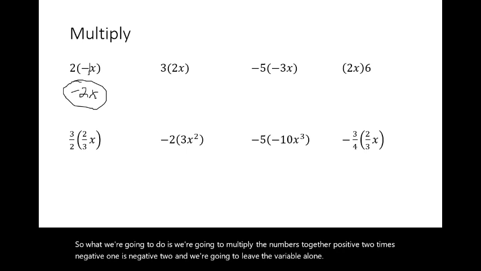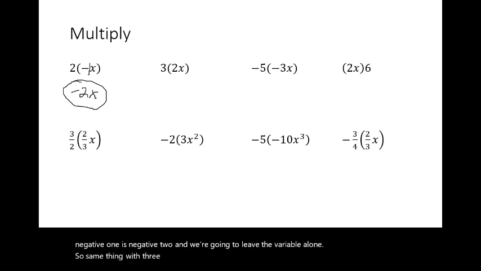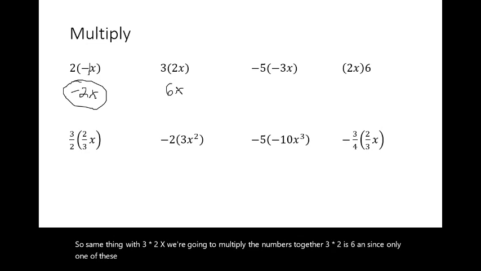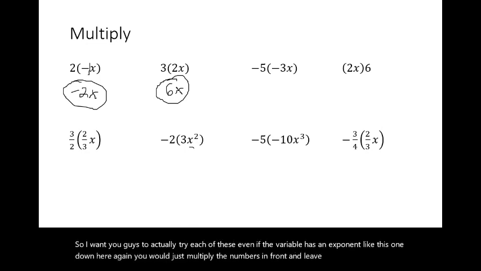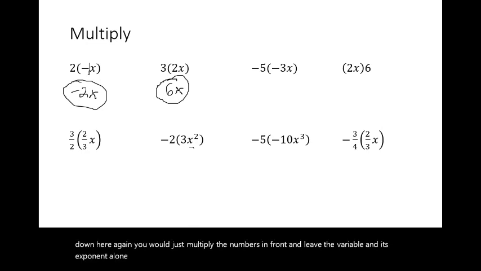So same thing with 3 times 2x. We're going to multiply the numbers together. 3 times 2 is 6. And since only one of these has a variable on it, we're going to leave the variable alone. So I want you guys to actually try each of these. Even if the variable has an exponent like this one down here, again, you would just multiply the numbers in front and leave the variable and its exponent alone. So I want you guys to pause the video and multiply each of the remaining ones on this slide.